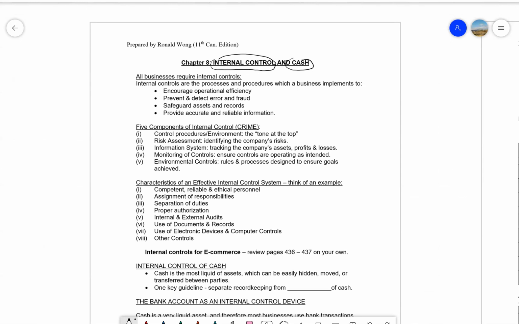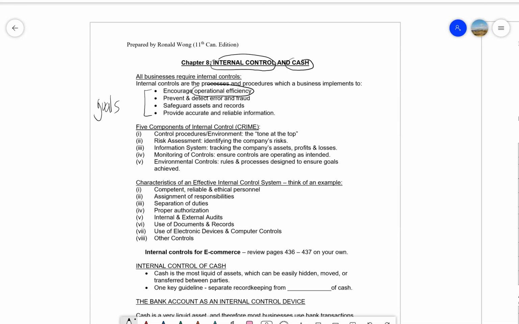There are basically four goals for internal controls, and these are the ones at the top here. So when we talk about internal controls, one of the goals is to encourage operational efficiencies. Internal controls are things that a company builds into their operations to help achieve these goals. Operational efficiency is just trying to make sure that things are done in a very efficient manner to speed things up, but still maintaining accuracy.